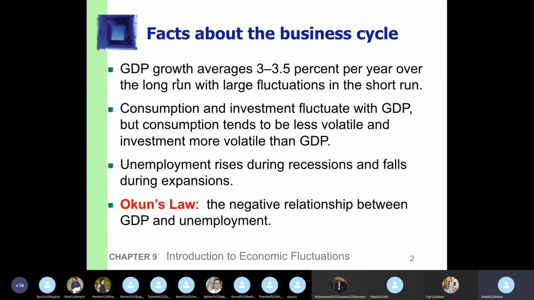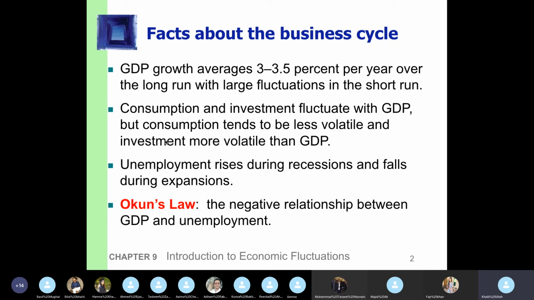Then it talks about the fact that whenever GDP decreases for an economy, since the economy is producing less, unemployment starts to rise. And whenever the economy is producing more, there is an expansion in the size of the economy, unemployment starts to go down. And this inverse relationship between GDP and unemployment is depicted by this law called the Okun's law.